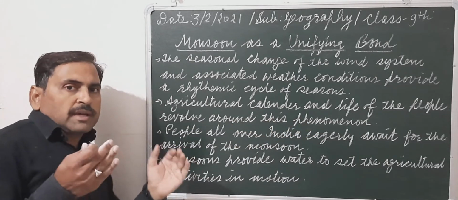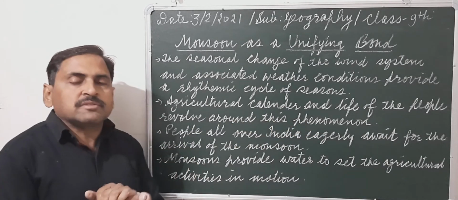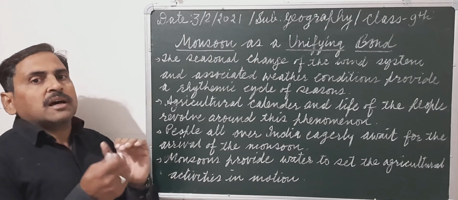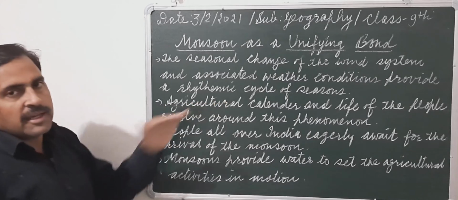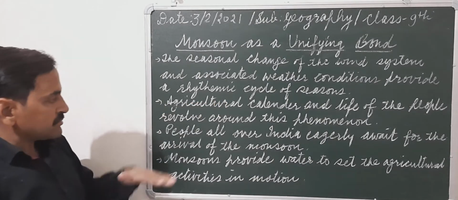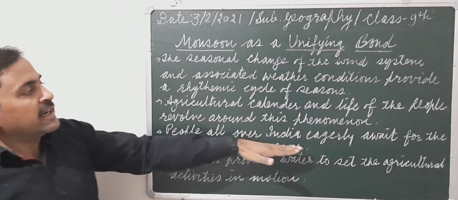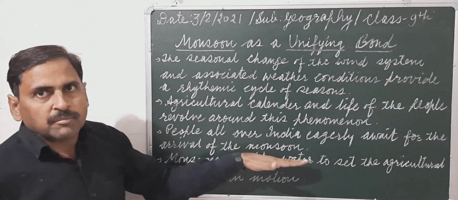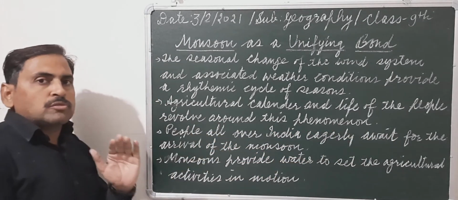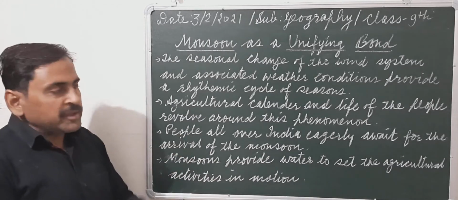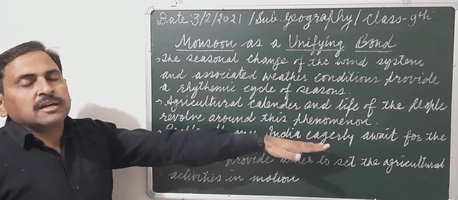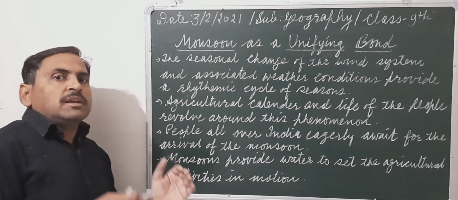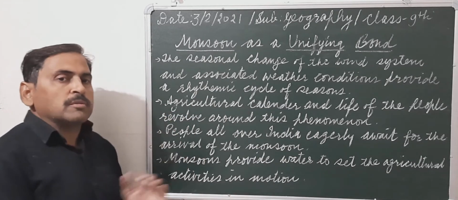If you carefully observe all the festivals of India, you will find that most of the festivals are associated with agricultural activities. People all over India eagerly await the arrival of the monsoon. Whether it is north or south, east or west, people wait eagerly for the monsoon. Everybody always expects a good monsoon.